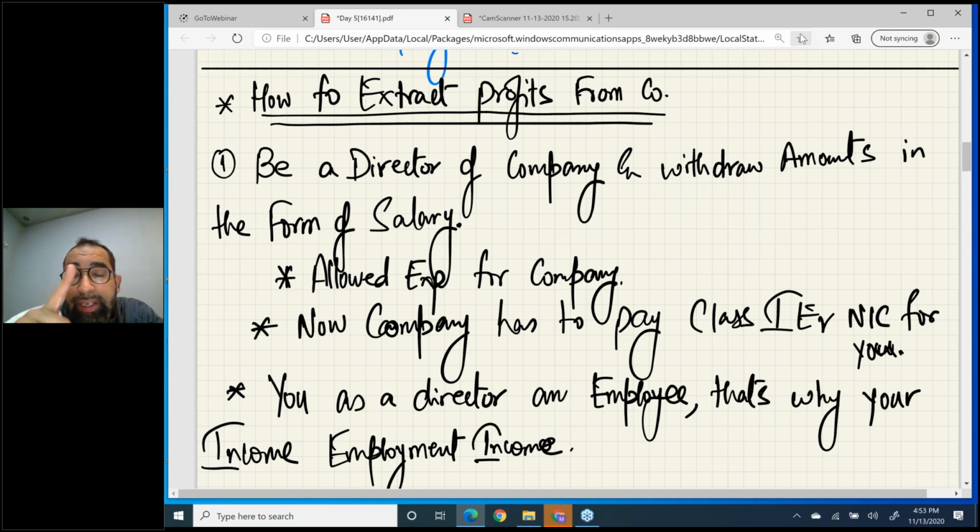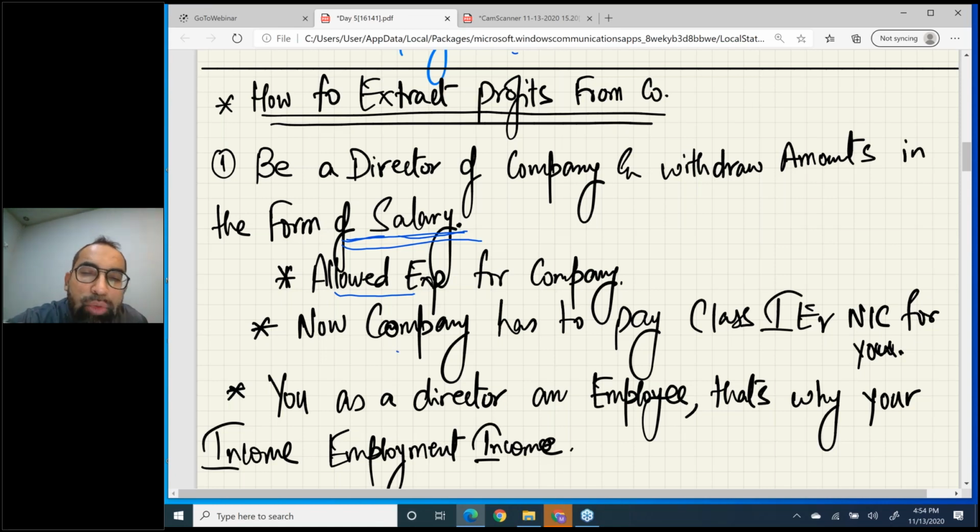Don't sleep, please, this is an active topic. How to extract profits from a company? The first option: you can be a director of that company and withdraw amounts in the form of salary. When you become the director of the company, the director is still an employee. So you are the employee and the company is the employer. Now please, day three is here. Your salary will be an allowed expense. Whatever salary the company gives you will be an allowed expense, because employee salaries are allowed.